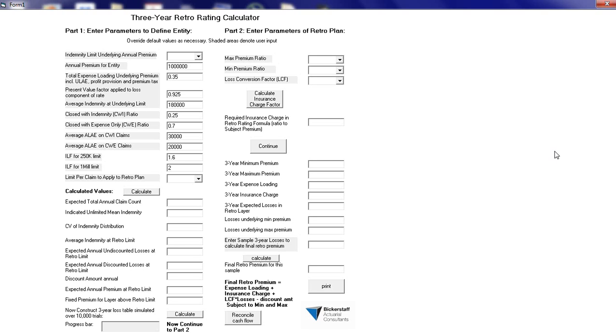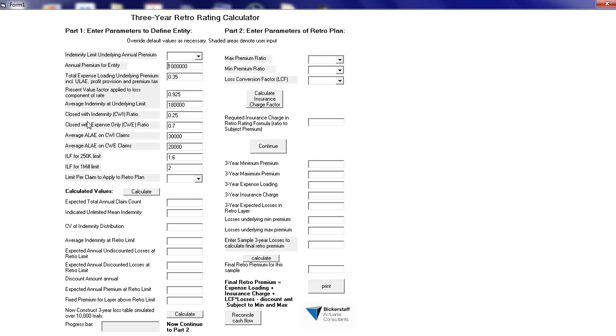One thing that is common to all retro plans, and the key driver of these plans, is in fact the probability distribution of aggregate losses expected for a particular risk, and whether that's workers' comp or liability or whatever, that's what really drives the whole game. So let's take a look at this particular model and see how we address those variables and how the model works.